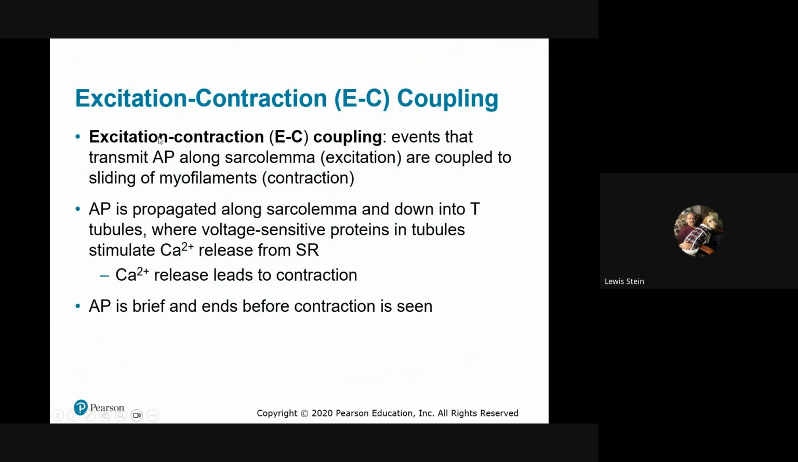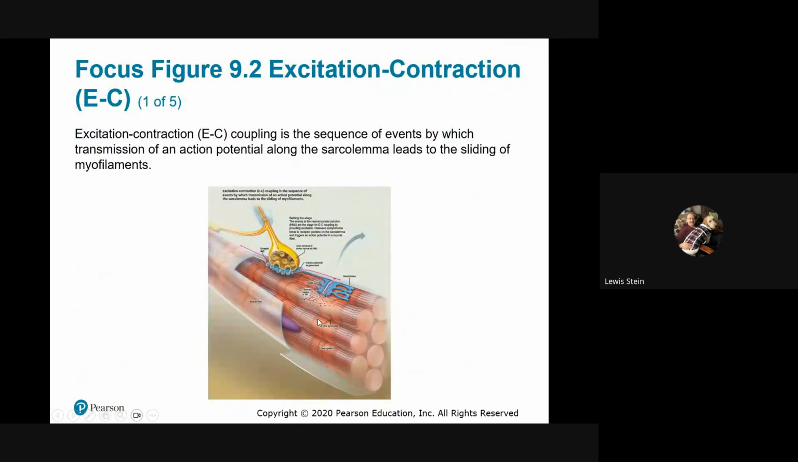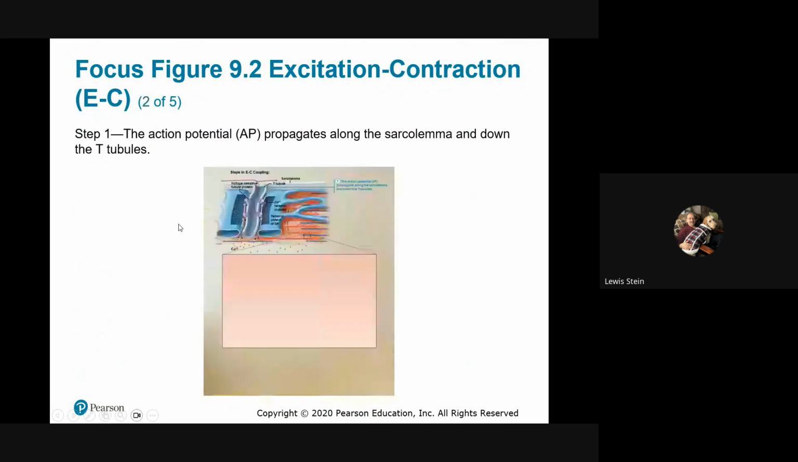So then we get to what we covered the other day, the excitation, contraction, coupling events. We transmit the excitation, and then now we're going to change that wave of action potential and electrical activity into mechanical activity, which is contraction. Propagated means just going along the membrane, and then we get to the T tubules, which I'll talk about again, and the calcium release, and it's brief and ends in contraction. And that's when we're going to start looking at all of these things.